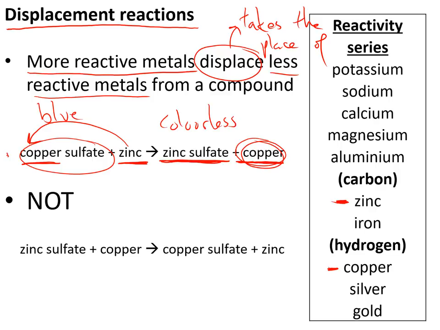Now this reaction does not work the other way around. If we had zinc sulfate and copper, because copper is less reactive than the zinc, it cannot displace the zinc. So in displacement reactions, a more reactive metal will displace the less reactive metal from a compound.